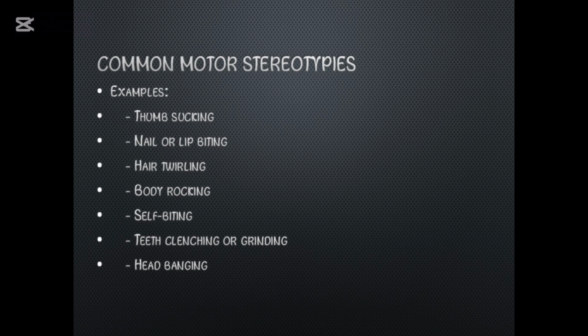Now, let's take a look at some instances of common motor stereotypies, and these are thumb sucking, nail or lip biting, hair twirling, body rocking, self biting, teeth clenching or grinding, and head banging.